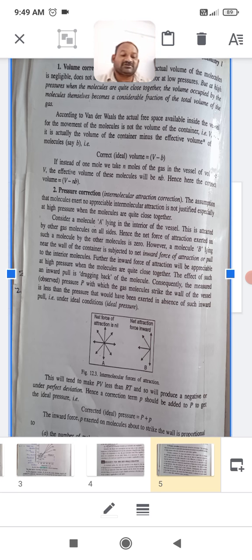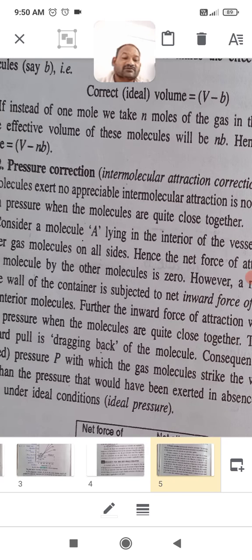Next one is the pressure correction. The assumption that molecules exert no appreciable intermolecular attraction is not justified, especially at high pressure, when the molecules are quite close together. Consider a molecule A lying in the interior of the vessel. This is attracted by other gas molecules on all sides. Hence, the net force of attraction exerted on such a molecule by the other molecules is zero.